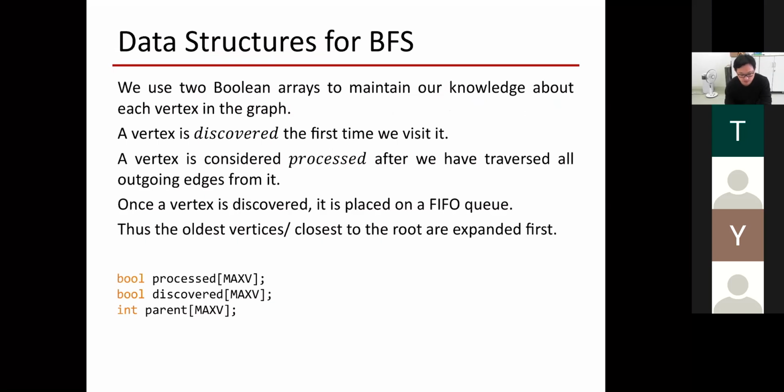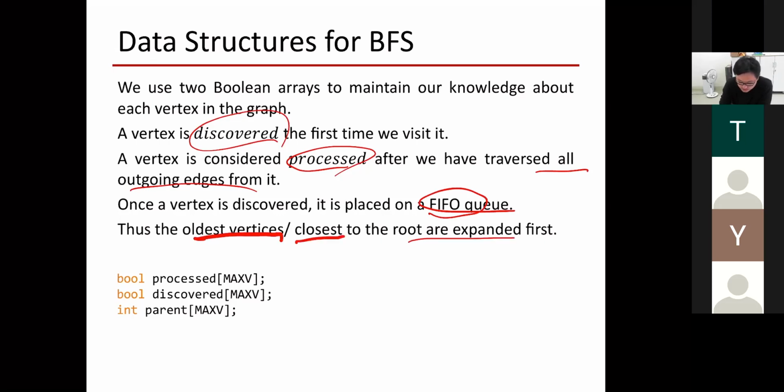And this is the data structure of BFS. We use a Boolean array to maintain our knowledge about each vertex in the graph. A vertex is discovered the first time we visit it. Then a vertex is considered processed after we have traversed all outgoing edges from it. Once a vertex is discovered, it is placed on a FIFO queue, the to-do list. Then all vertices closest to the root are expanded first. From expanded, then from there discovered, visited, explored, sequentially.